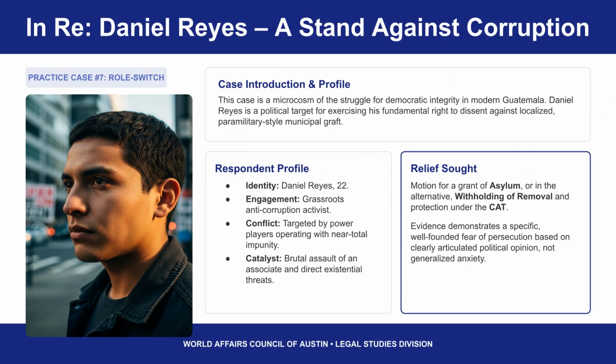We conclude with practice case number 7, In re Daniel Reyes. Daniel is an anti-corruption activist from Guatemala, seeking asylum or withholding of removal. His case highlights the challenges faced by respondents seeking relief based on political opinion.